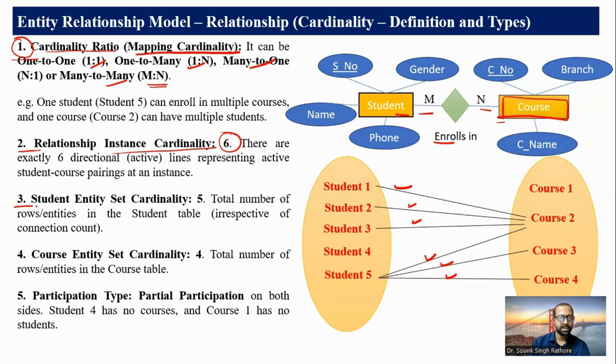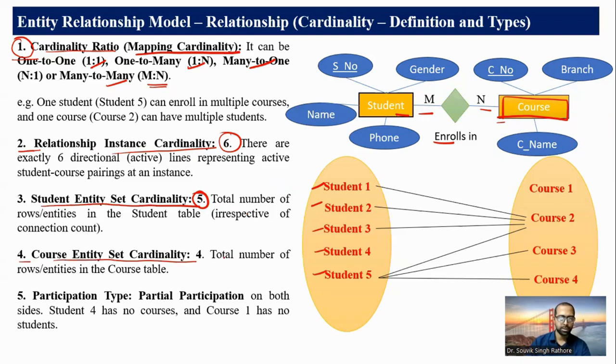Next, we move to the third point. Here we have the student entity set cardinality. This simply tells us the number of entities which are present in the student entity set. Here we have 5 entities in the student entity set. Therefore, student entity set cardinality is 5. Notice that this is not telling us how many courses a student is taking. It is simply telling us how many student entities exist.